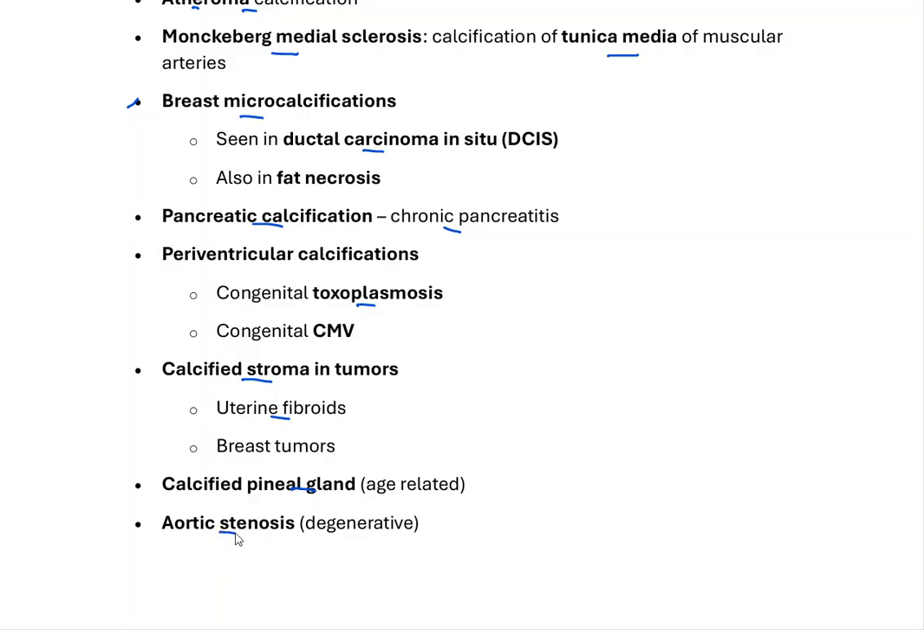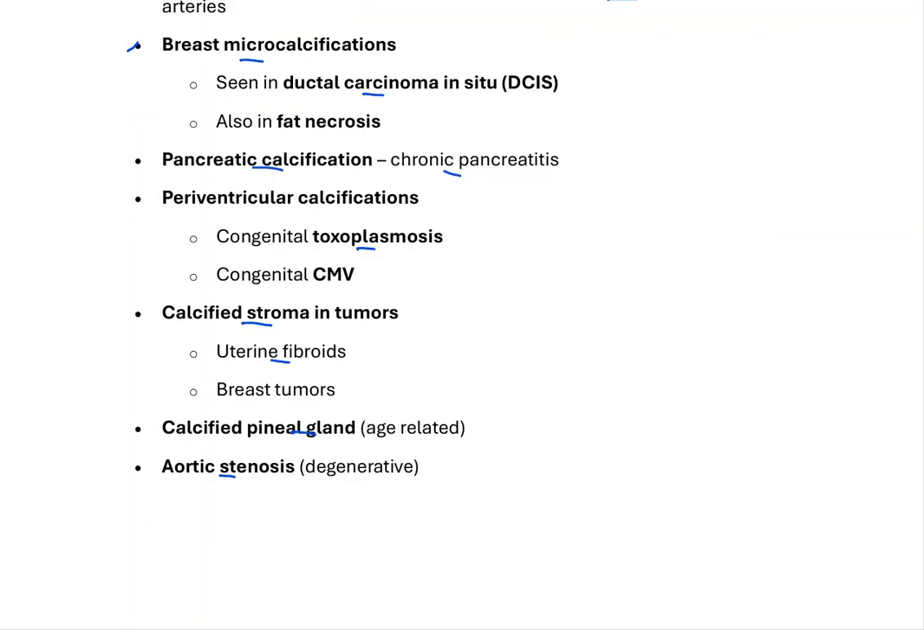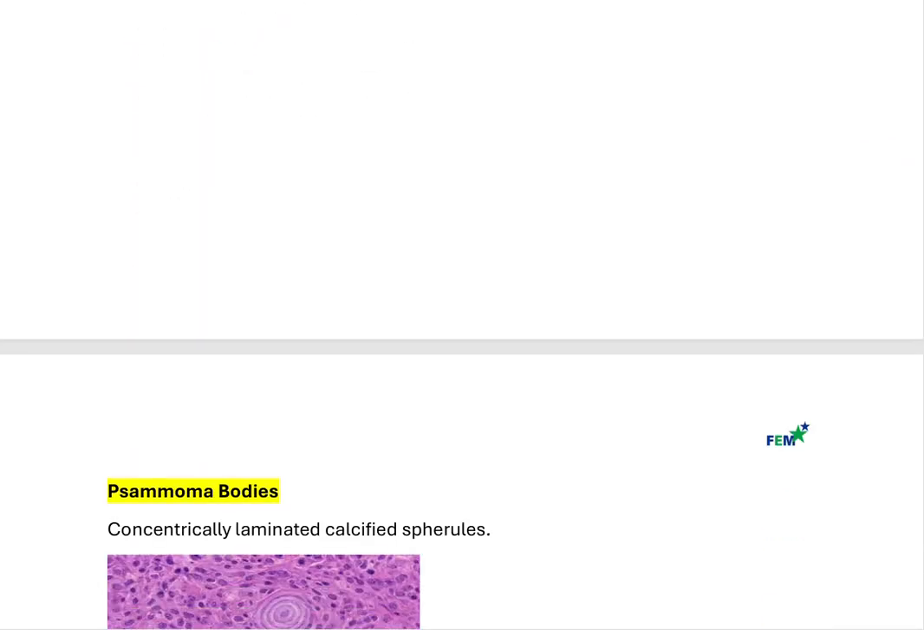And the last one there is aortic stenosis. So in a degenerating aortic valve, calcium could deposit in it. And that's what we saw in the question that we did earlier.